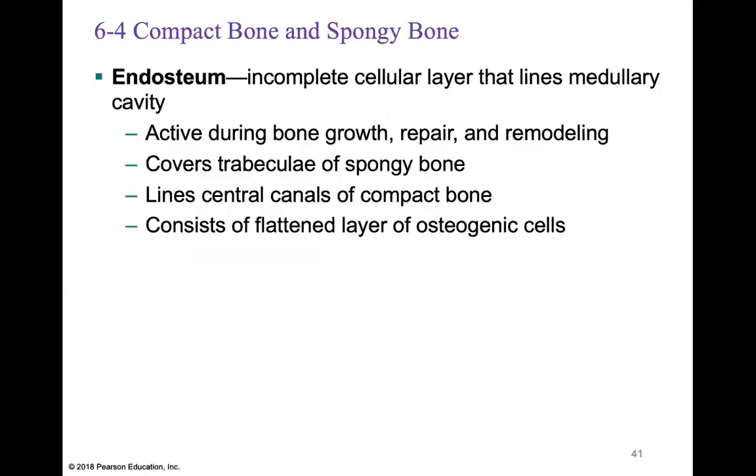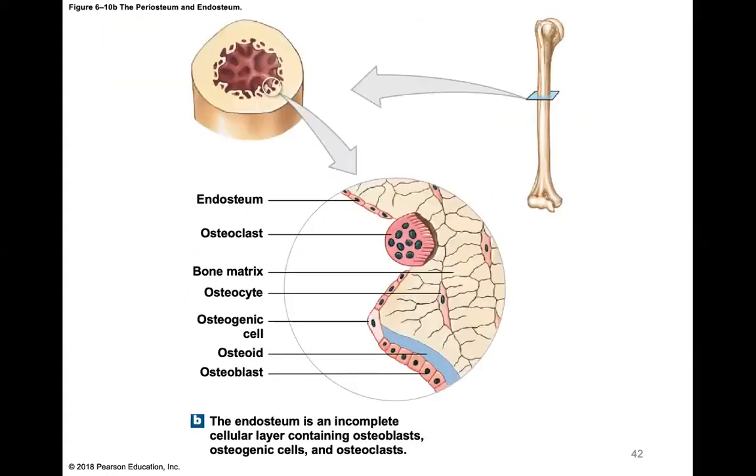Endosteum. This is going to be the lining within the medullary canal of bone. The endosteum is active during bone growth, repair, and remodeling. It covers the trabeculae of spongy bone, lines the central canals of compact bone, and consists of a flattened layer of osteogenic cells. And if you look here, this would be the endosteum layer.